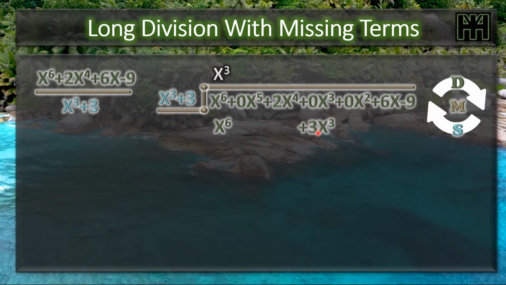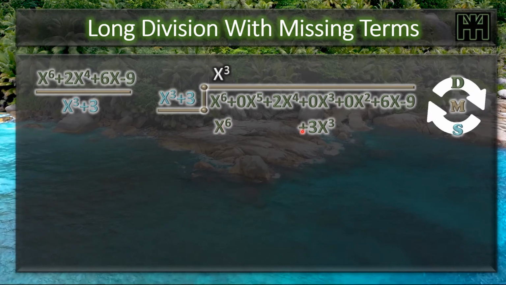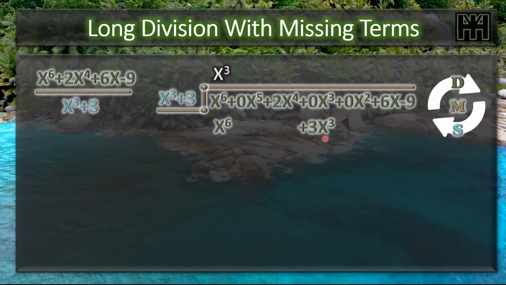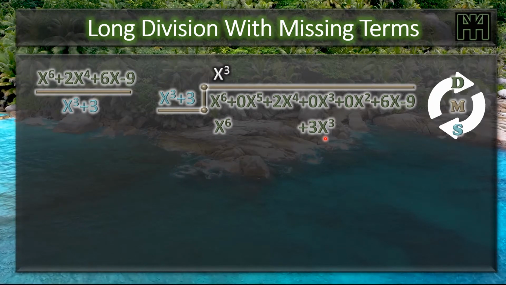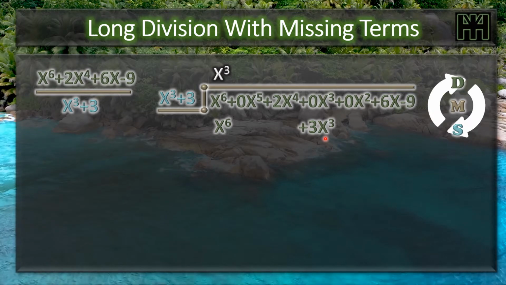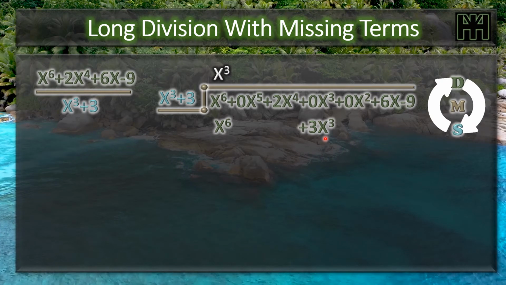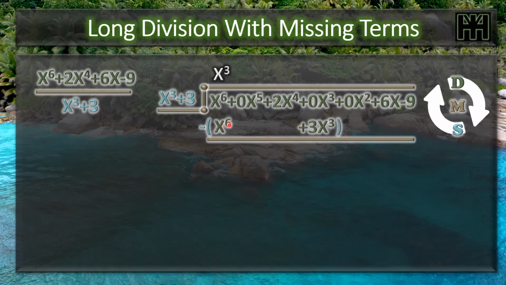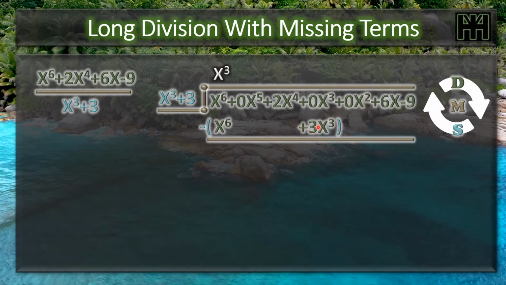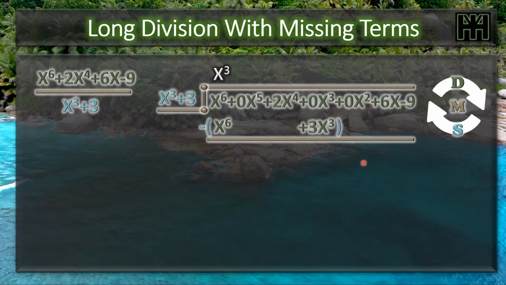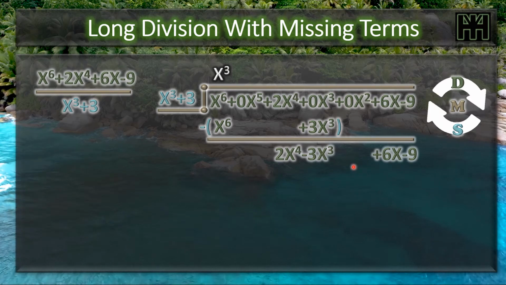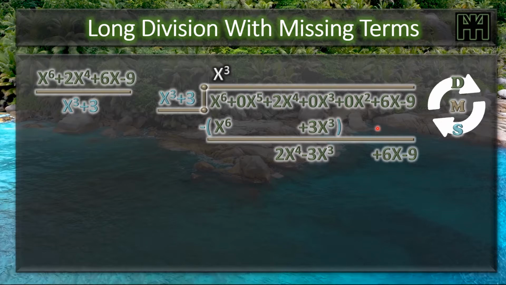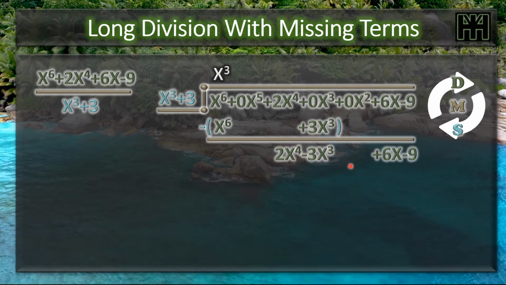Put them under each other: the x^6 under the x^6, and the 3x^3 under the x^3. Please be very organized in this type of questions. You may be confused. Then we must subtract them. x^6 will cancel out the x^6, and positive 3x^3 will be negative 3x^3, and we put the other numbers down. We have 2x^4 - 3x^3 + 6x - 9. We have 0x^2 here.